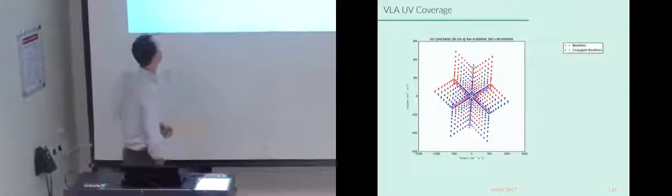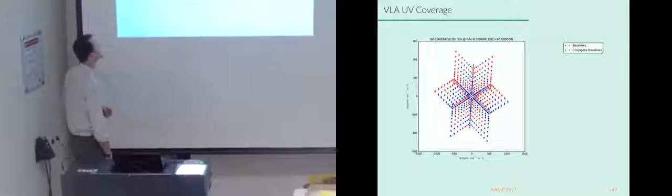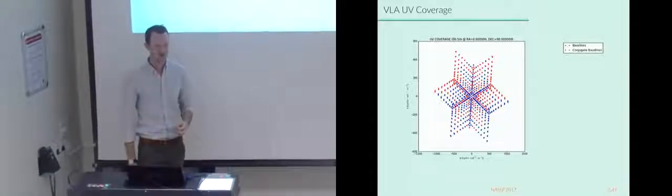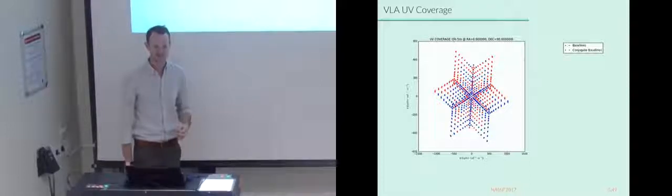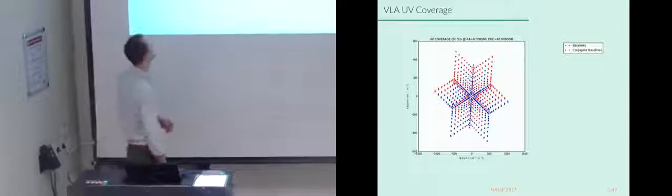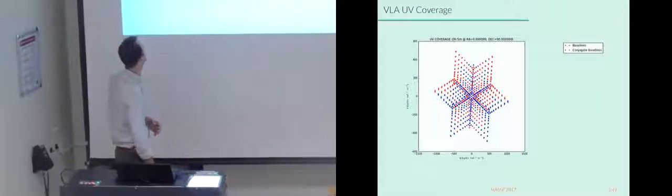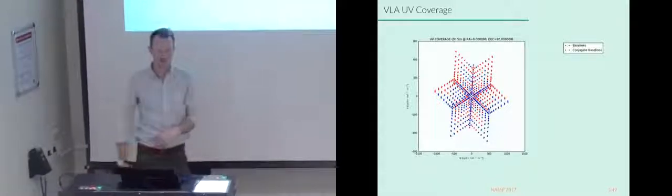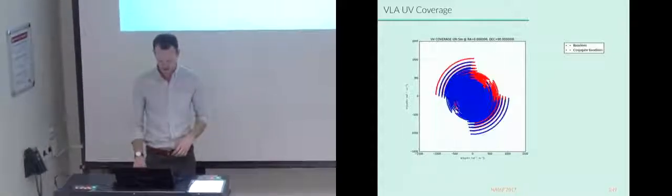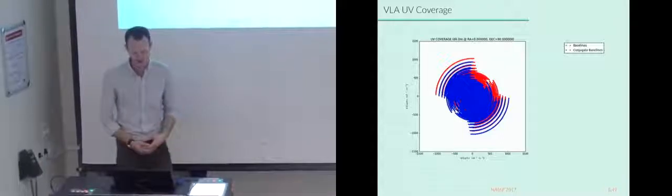Okay, so based on the antenna positions, you can compute your UV coverage. This all looks familiar, right? Or are you happy with this? Yeah. So you have some interesting UV coverage that's typical of the VLA, just a star pattern that shows up. And that's just for a snapshot.